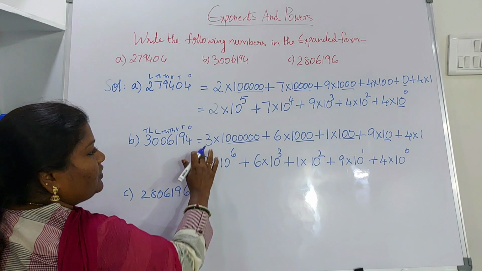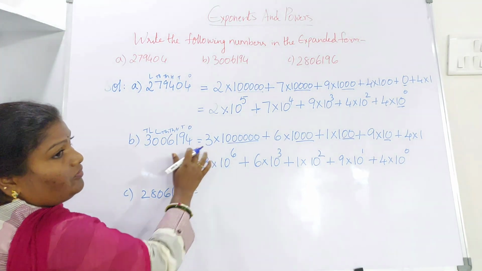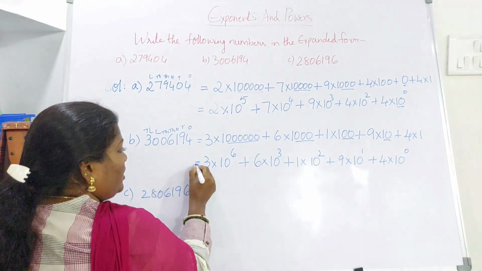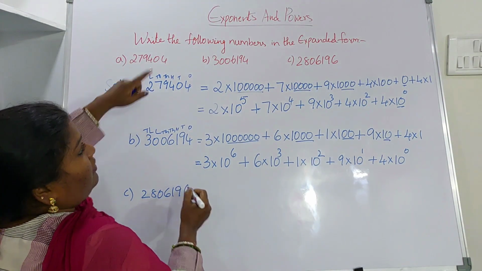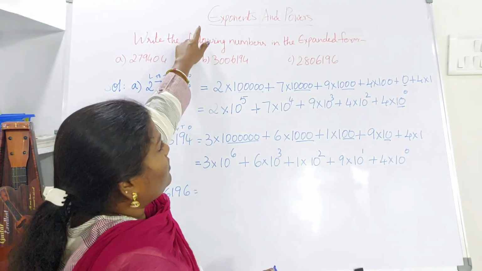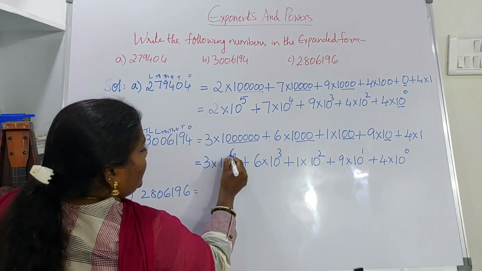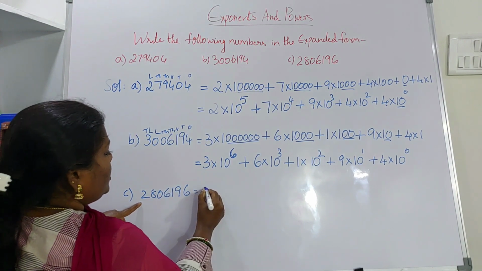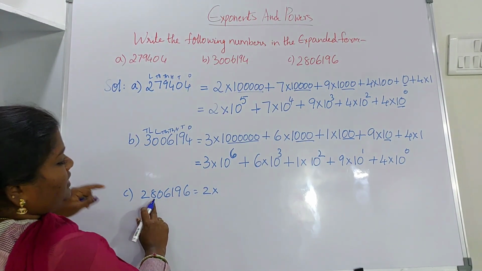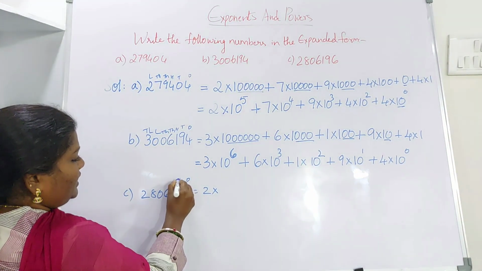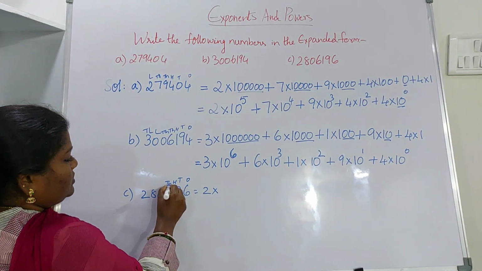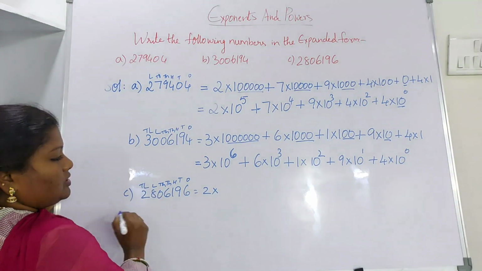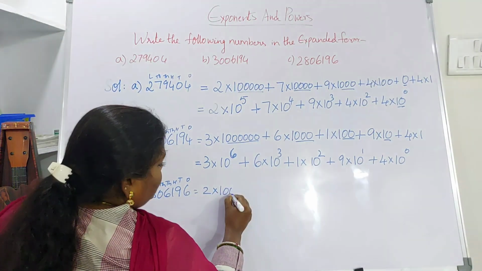2806196. Now the first line you might have learned from the primary classes, but this one you are learning when you are learning exponents, because here you are raising it to the power. So the same thing is to be followed. 2 into, it is in ones, tens, 100, 1000, 10,000, lakh, 10 lakhs place. So 1 followed by 6 zeros.